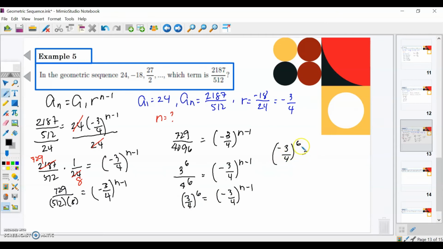Now, so that we will have equal bases with the right side, which is negative 3/4 raised to n minus 1. Since they already have the same base, then we can equate each exponent, which are 6 and n minus 1. Solving for the value of n, n is equal to 7, meaning the given term, which is 2,187 over 512, is actually the 7th term. So 2,187 over 512 is the 7th term of the geometric sequence.